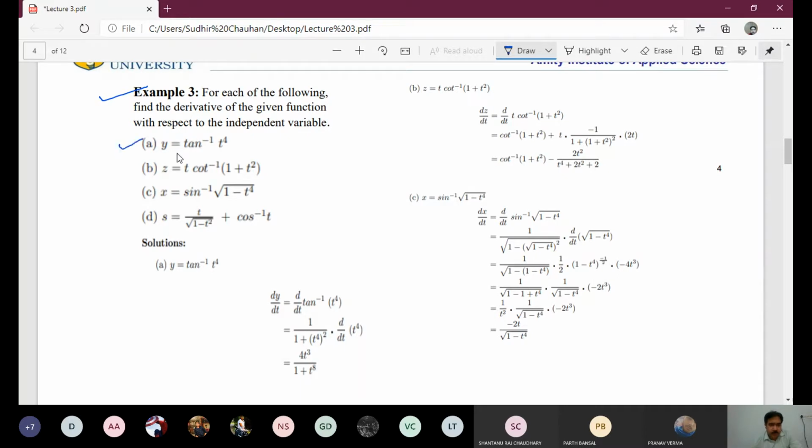So here y is equal to tan inverse t4. We have to differentiate with respect to t. So dy by dt, that is d by dt of tan inverse t4. First we'll differentiate tan inverse, and then we'll multiply by differential coefficient of t raised to power 4. So differential of tan inverse is 1 upon 1 plus t raised to power 4 whole square, and then differential coefficient of t4, that is 4t cube. So that will be the answer.